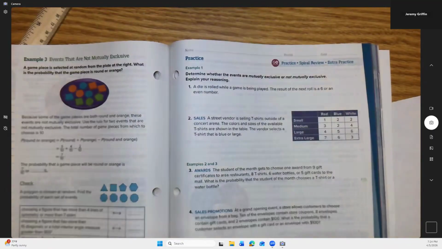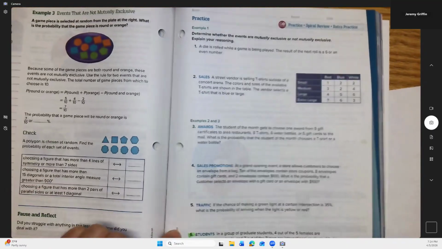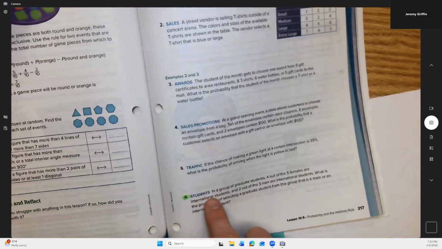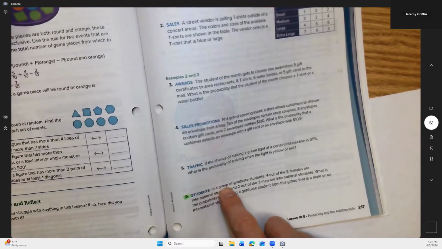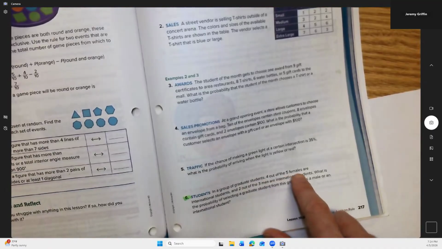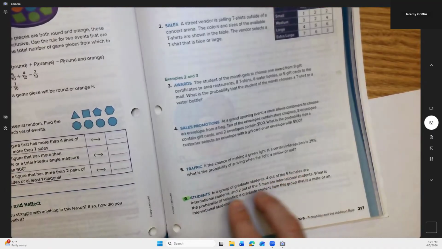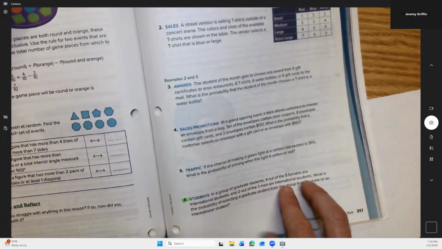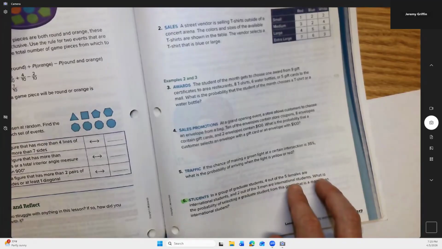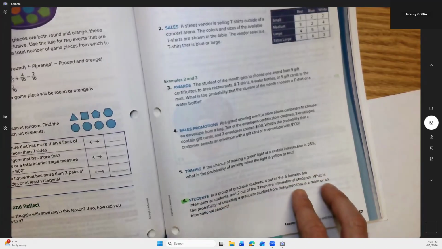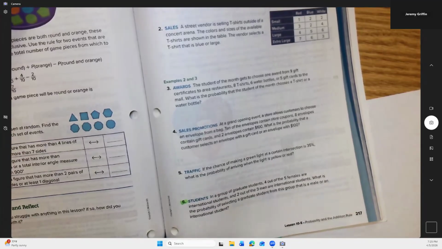All right, so quickly, we did 3 main examples. Now, beyond that, I got some highlighted questions here. Let's see, what is number 6? Students. A group of graduate students, 4 out of the 5 females are international students. 2 out of the 3 men are also international students. What is the probability of selecting a graduate student from this group that is male or international?